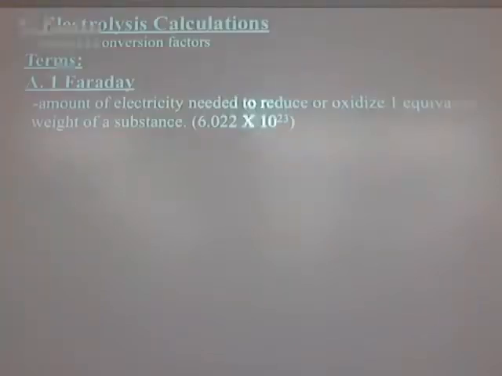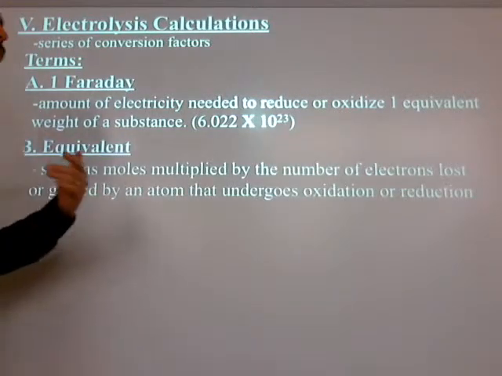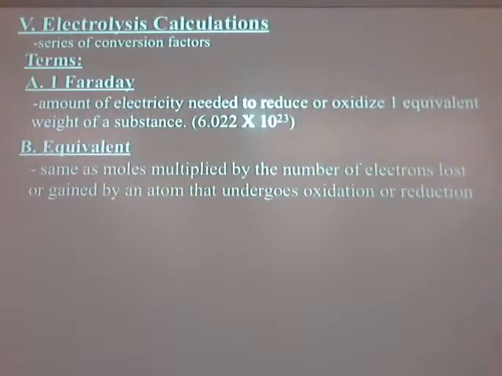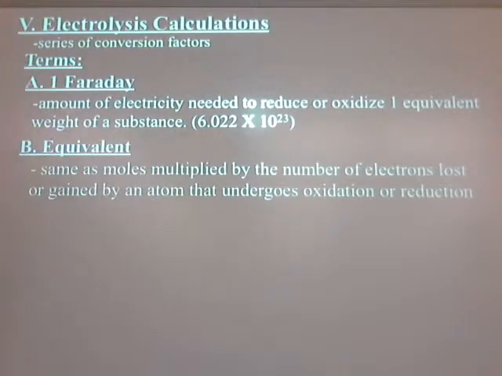Well, that's where we need another conversion, another term, another way to do this. Basically, equivalents are the same as moles, except you multiply by the number of electrons that have been used in the oxidation or reduction process per mole. So a guy like zinc would have 2 equivalents per mole.